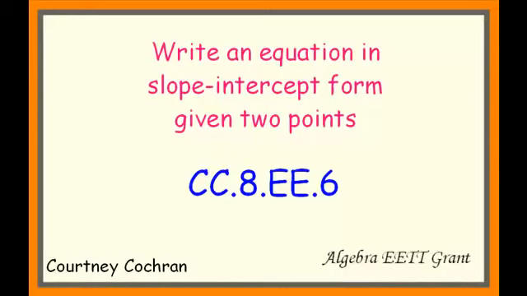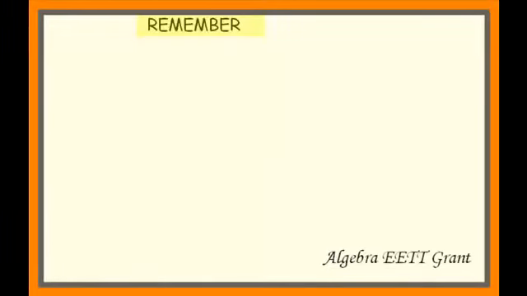Today's lesson is about being able to write an equation in slope-intercept form given 2 points. It is Common Core Grade 8 Standard EE.6. Now, in order to do this, we've got to remember a couple of things.